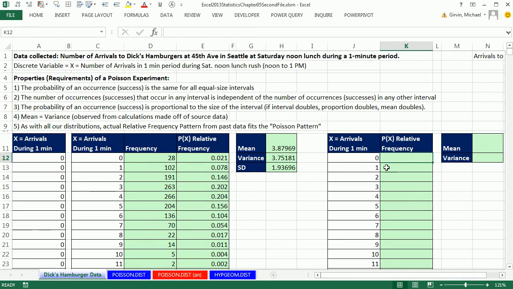So you're not going to believe this. Again, this means we don't have to have any of the original raw data. We don't have to have created this. The only thing we need is the mean over this 1 minute period. And we have it. It's 3.88.